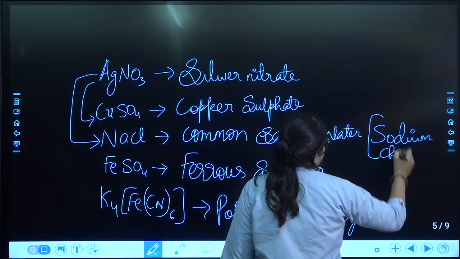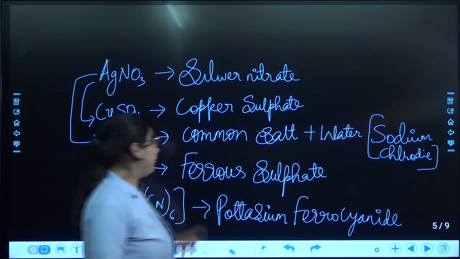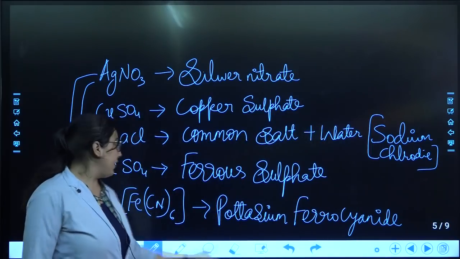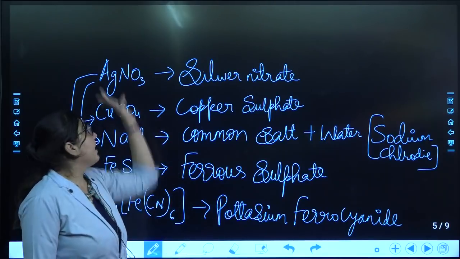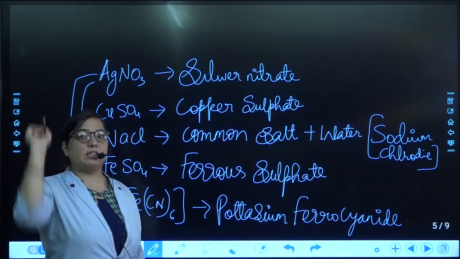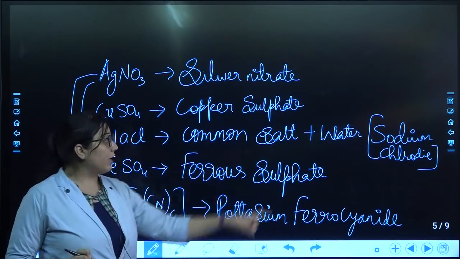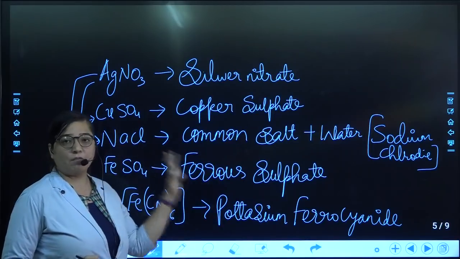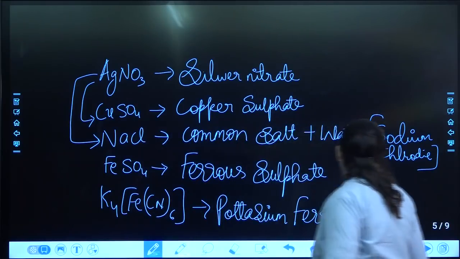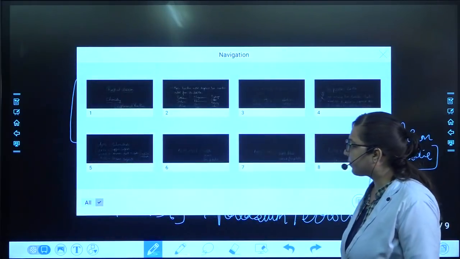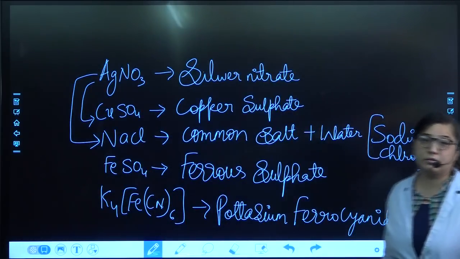Do not forget. FeSO4, ferrous sulfate. K4FeCN6, potassium ferrocyanide. Once again, AgNO3, silver nitrate. CuSO4, copper sulfate. NaCl, common salt, sodium chloride. FeSO4, ferrous sulfate. K4FeCN6, potassium ferrocyanide. Next, first note this down quick.